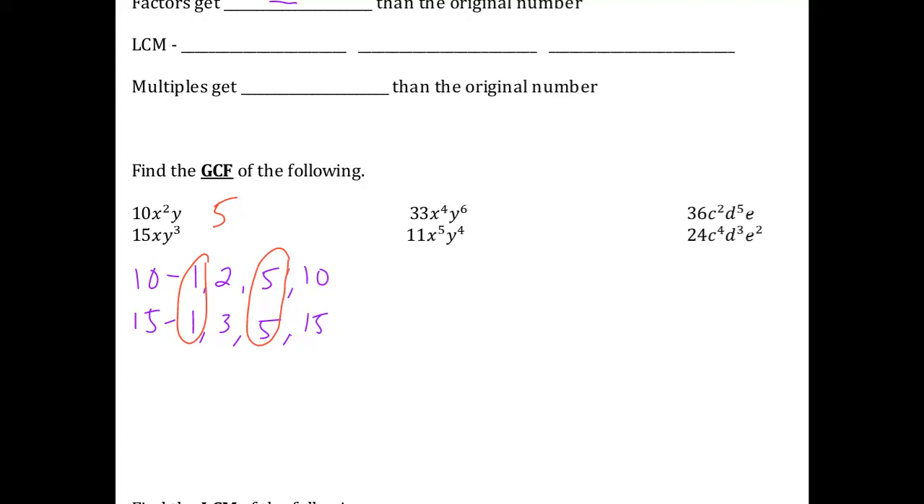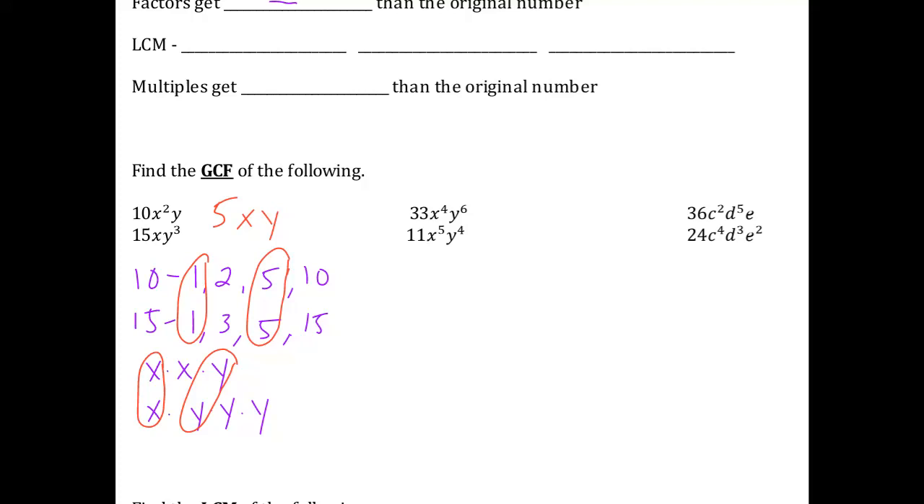Now, as far as the variables are concerned, so for our first one, we've got x squared. So I'm going to write this out the way we saw it in the exponents unit. And the second one has 1x, but it has 3 y's. So if we circle what they have in common, they both have an x and they both have a y. But they don't have any more. The top one has an additional x, the bottom one has an additional 2 y's, but they don't have any more in common. So the greatest common factor of the x's is 1x, and the greatest common factor of the y's is 1y.